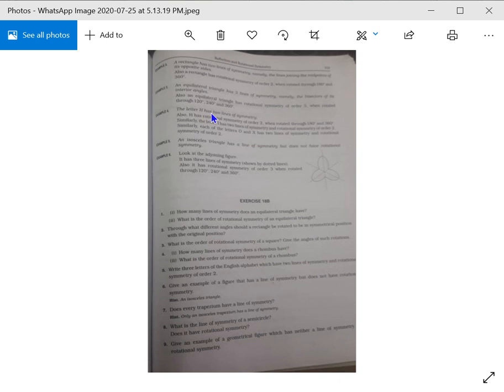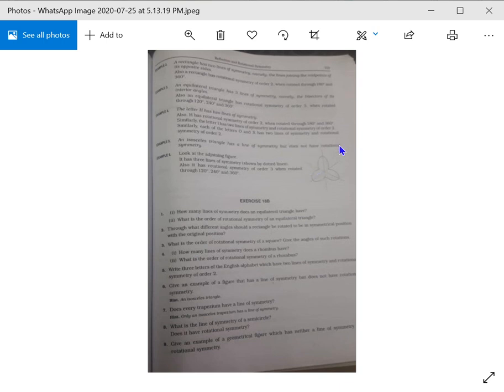The letter H has 2 lines of symmetry. What are those lines of symmetry? Horizontal and vertical lines. And the order of rotation is also 2, that is at 180 and 360 degrees. Similarly, we have the same for letters O and X. Then an isosceles triangle has a line of symmetry but does not have rotational symmetry. Why does it not have rotational symmetry? The line of symmetry is only 1 and it does not attain the same position. So the order of rotation is 0.